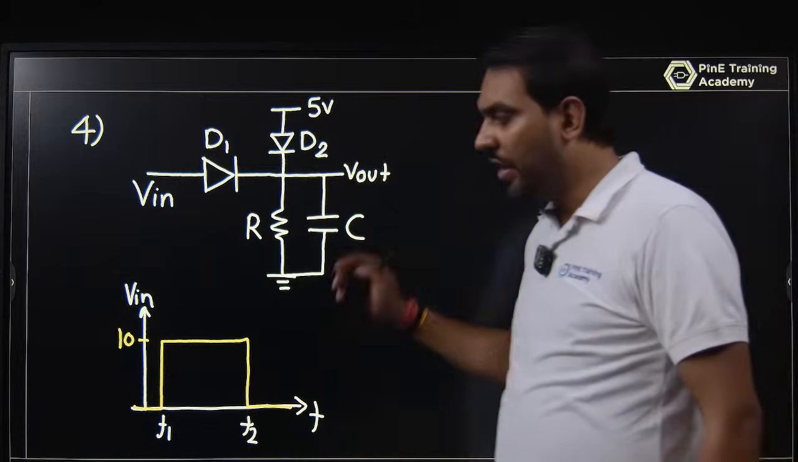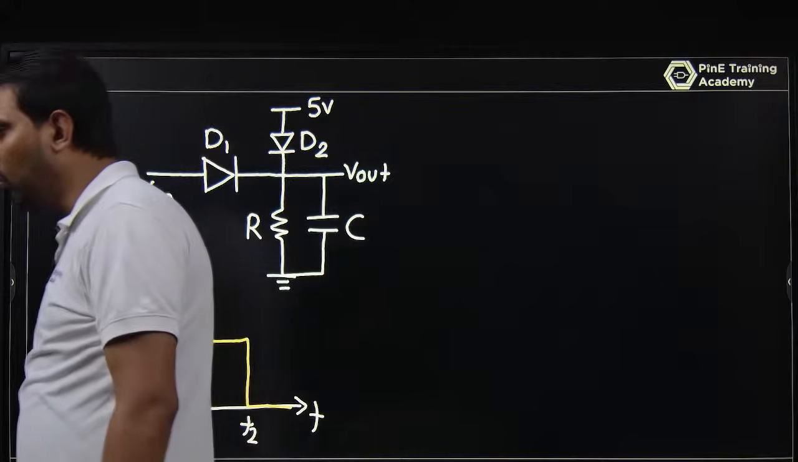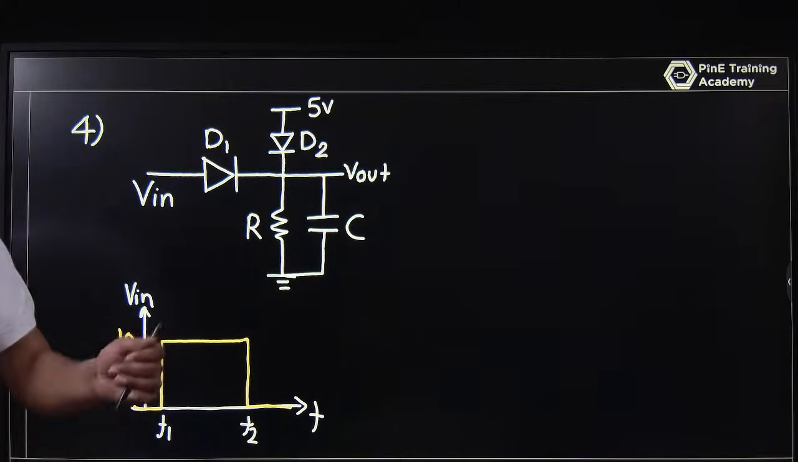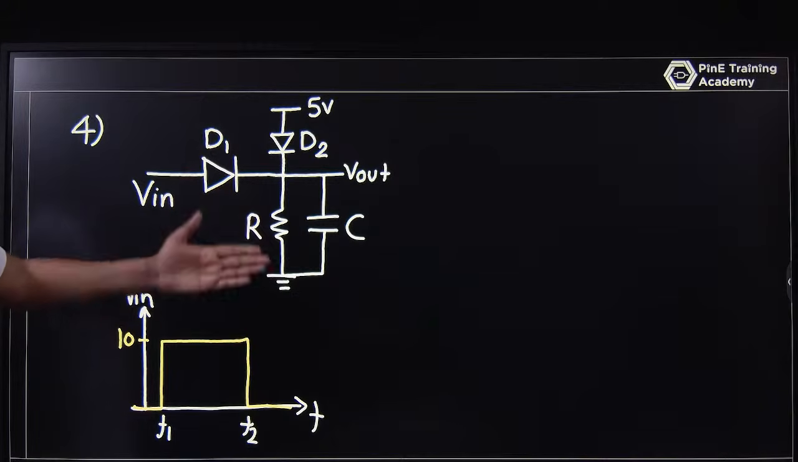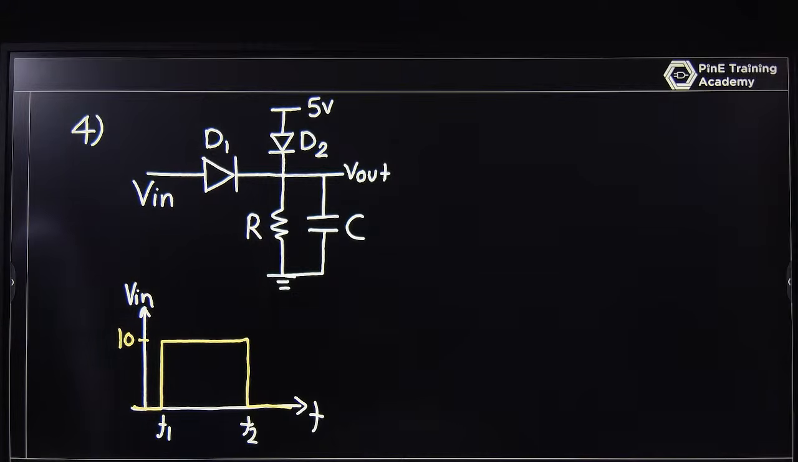You have a D1 and you have a D2. Of course, there is no V gamma, so just think that V gamma is 0. That is the ideal diode. And these are TI questions, they are ST based questions. They are generally asked in interviews.